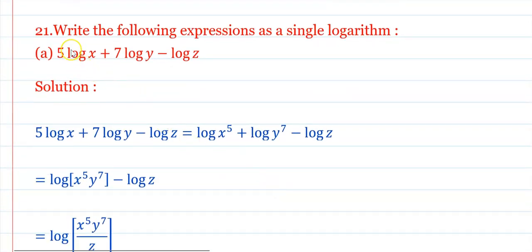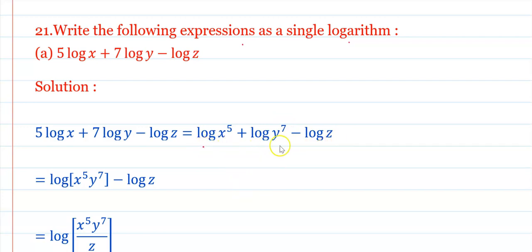Now the next: write the following expression as a single logarithm. हे जे एक्सपांड केलेले ते कॉम्पॅक्ट मध्ये आपण इथे करणार. Okay, first: 5 log x plus 7 log y minus log of z. 5 log of x can be written as log of x raised to 5, plus 7 log of y can be written as log of y raised to 7, minus log z.